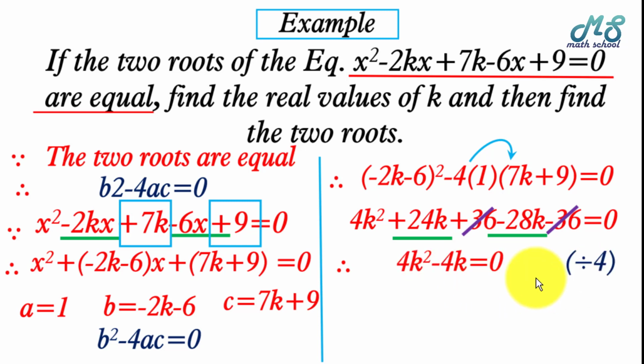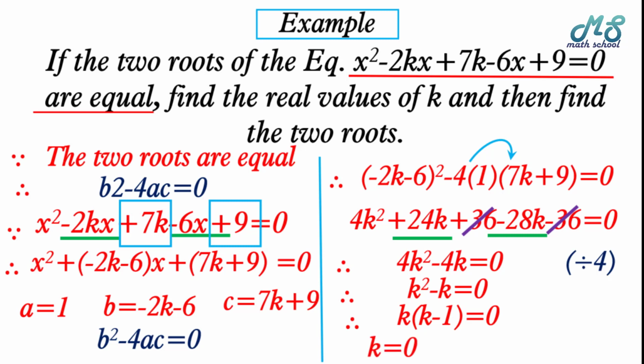We can divide by 4. We get k squared minus k equals 0. By using the highest common factor, which is k, we can factorize as k times k minus 1 equals 0. We can deduce directly that k equals 0, and from the bracket we have k equals 1.